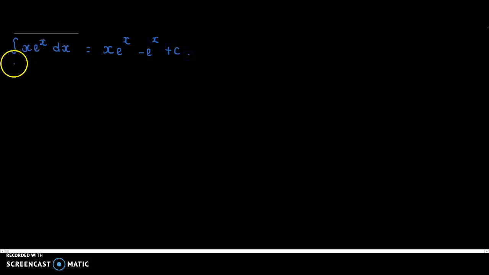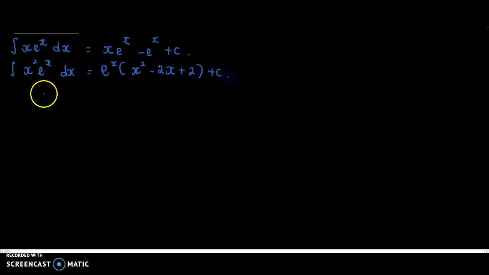What about if we integrate x squared e to the x dx? Well, we'll have to use integration by parts twice to get to our answer, which works out to be e to the x into x squared minus 2x plus 2, plus c. What about if we wanted to integrate x to the 5 e to the x dx? It simply means that we will have to use integration by parts 5 times.